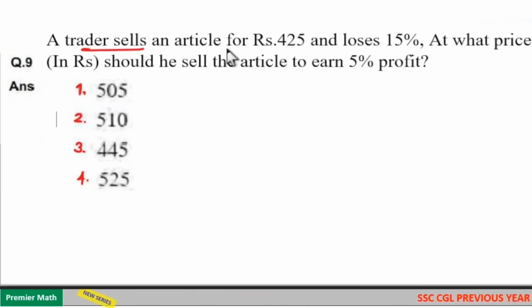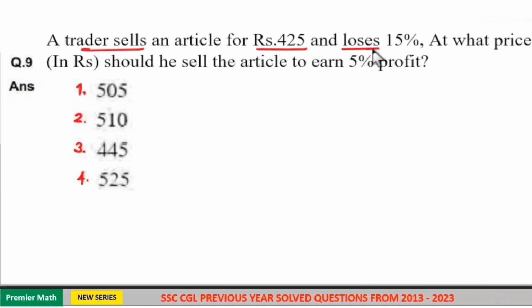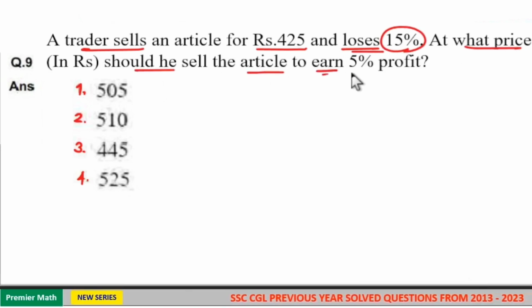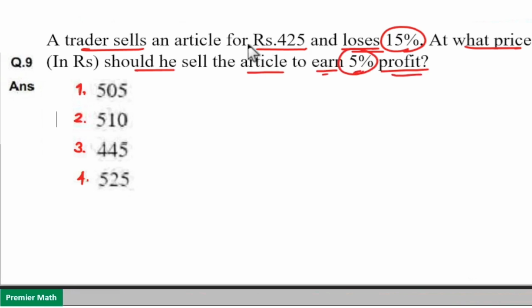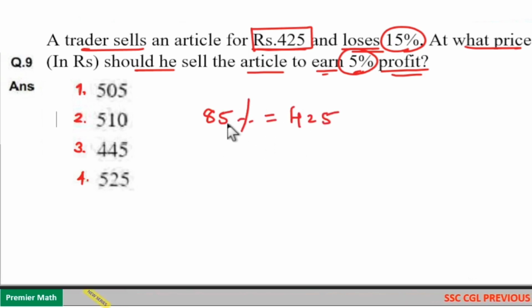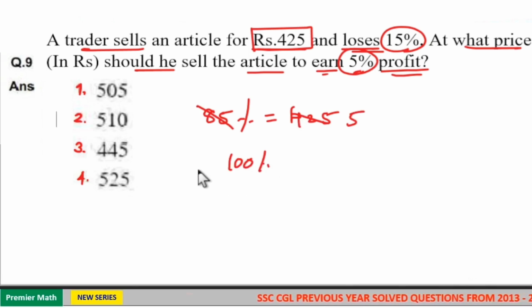A trader sells an article for rupees 425 and loses 15%. At what price should he sell the article to earn 5% profit? When he sells it at rupees 425, he loses 15%, which means 85% is equal to 425. Now 80 into 5 is 400, 5 into 5 is 25. So 85 goes 5 times in 425, which means 1% is 5. Then 100% is the cost price, which is equal to 5 into 100, 500 rupees.